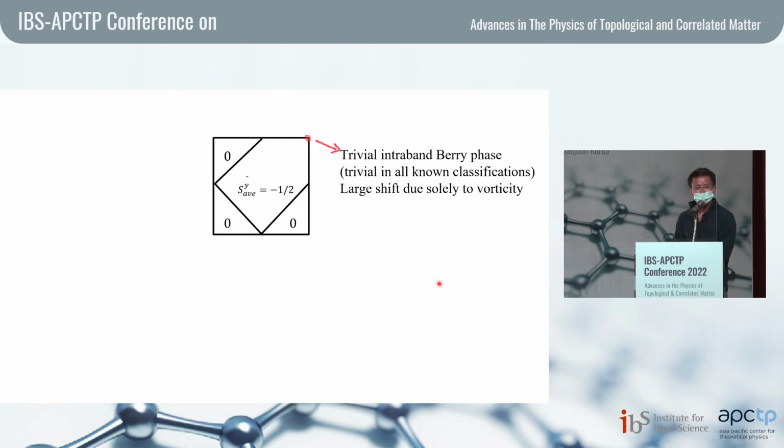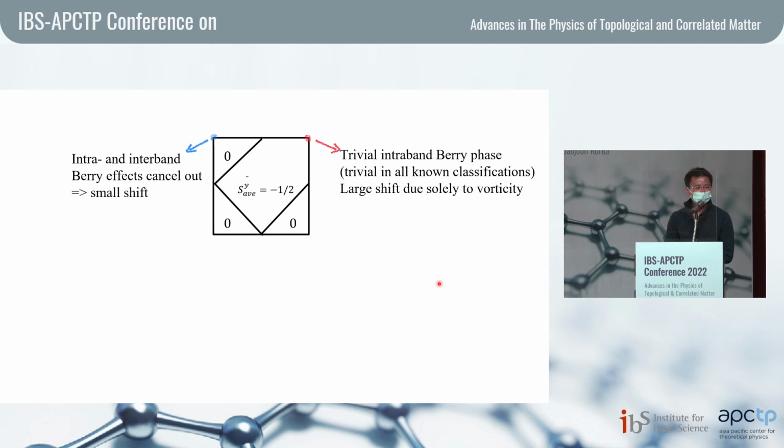But a few remarks about this phase diagram. If I look at the top right corner, this phase has a trivial intraband Bravais phase. It's also trivial under every known classification. So Robert talked yesterday about several classification schemes. He didn't say all of them, but in all of them, they're all trivial. But anyway, it's topologically non-trivial when you think about the interband Bravais connection. And really the large shift is solely due to the optical vorticity related to the interband Bravais connection.